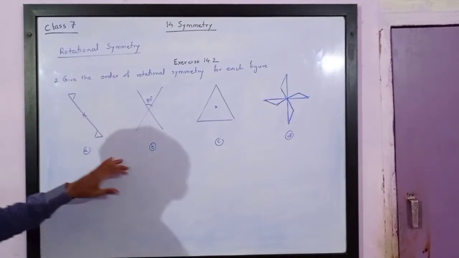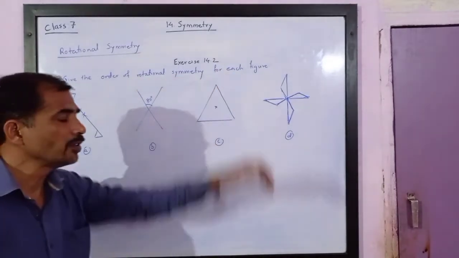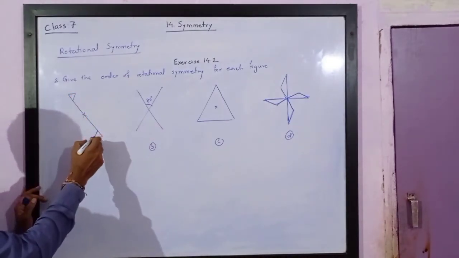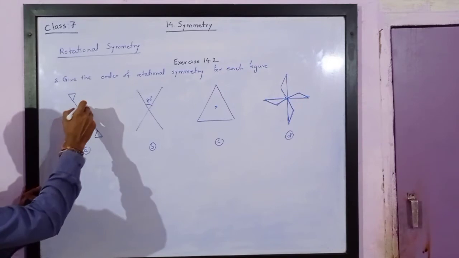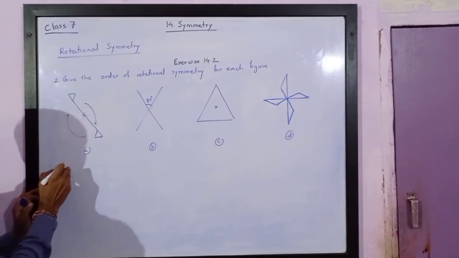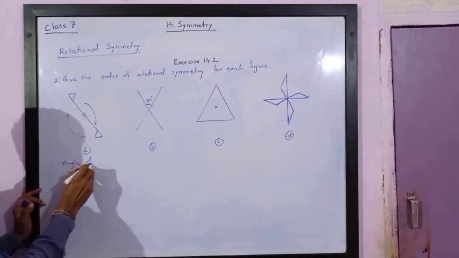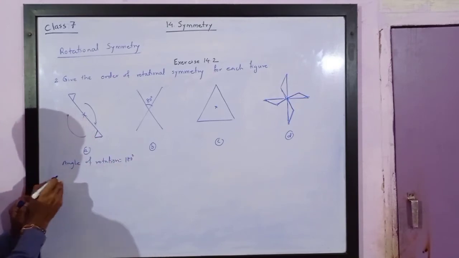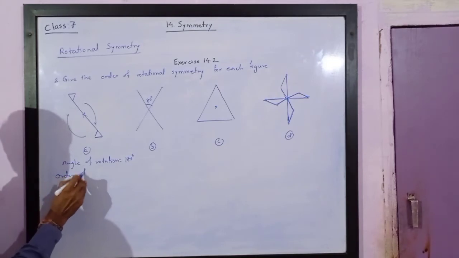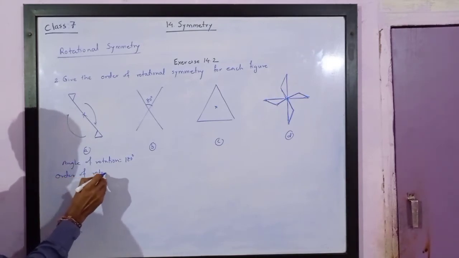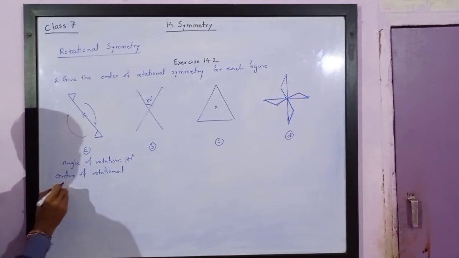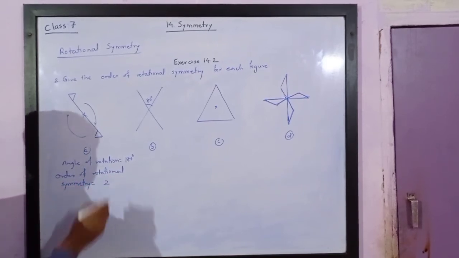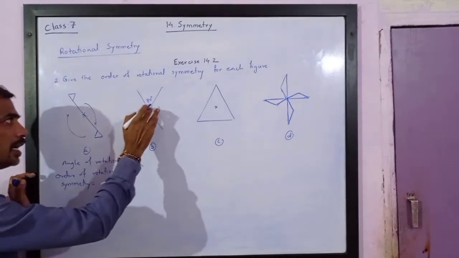Dear friends, we have the next question. Give the order of rotational symmetry for each figure. Here, please note the flag positions are opposite. So if you rotate by 180 degrees, we will get the same position. So here the angle of rotation is 180 degrees, and the order of rotational symmetry is equal to 2.